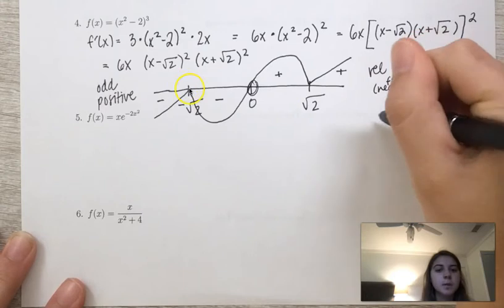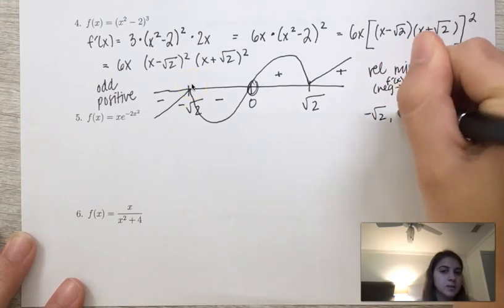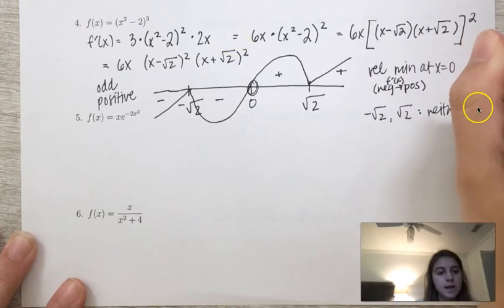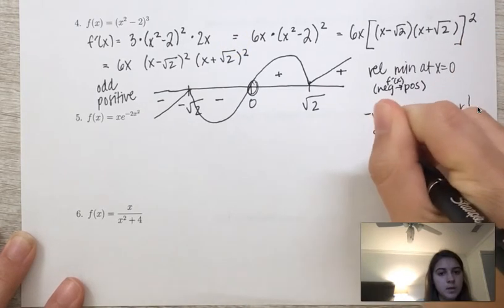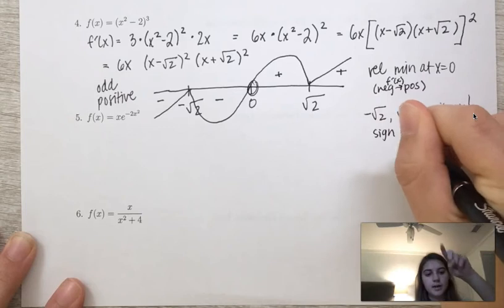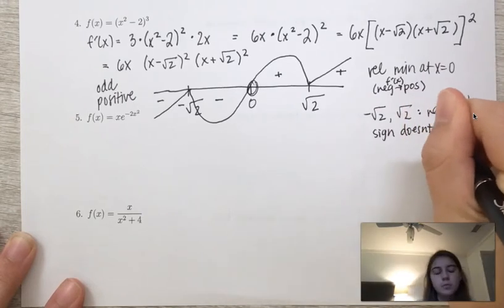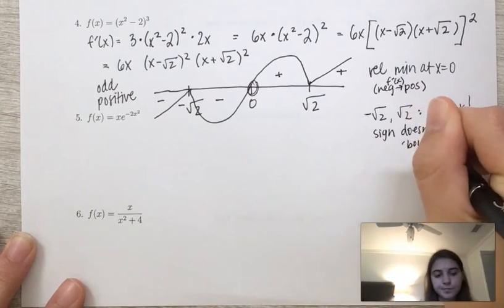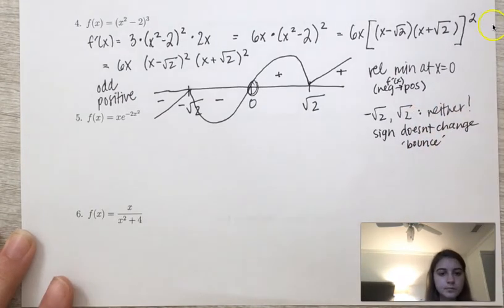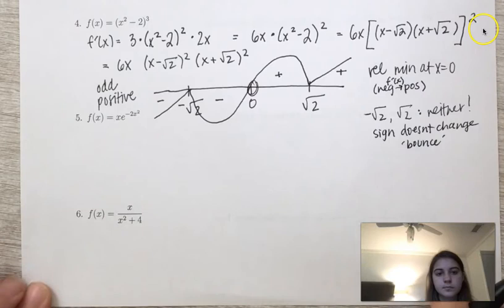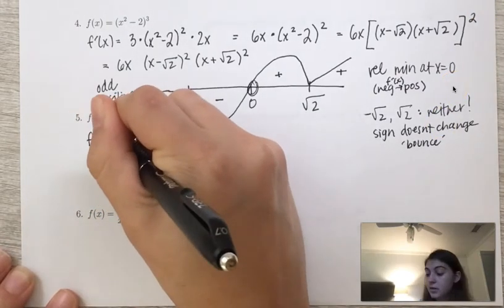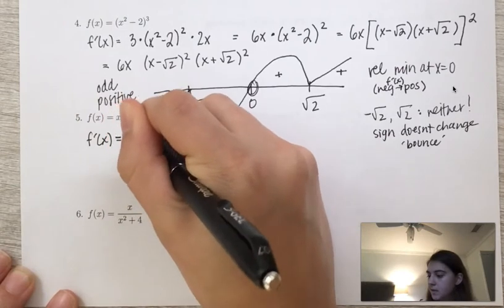But at these other two spots, it bounces because we have our even power. And so it's neither a minimum nor a maximum because there's not a direction change in f. It's just a continuation. The sign doesn't change. So you can write neither. That is a valid answer and a correct answer.